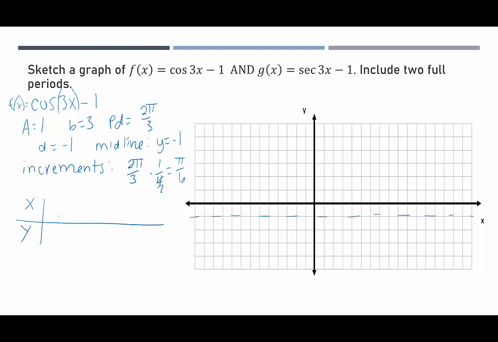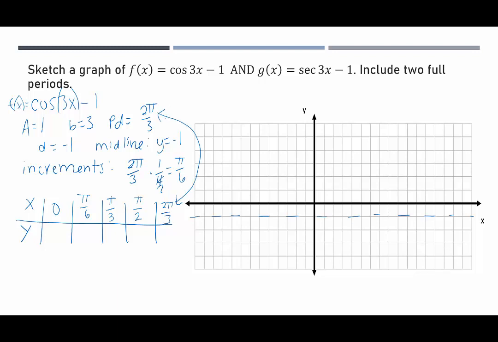Set up my table. We have x and y. Find our 5 key points here. We are starting at 0, and then we're going to count by pi over 6s, so pi over 6. This would be 2 pi over 6, which would be pi over 3. This would be 3 pi over 6, would be pi over 2. And then this would be 4 pi over 6, which is 2 pi over 3. It should match our period, which it does.